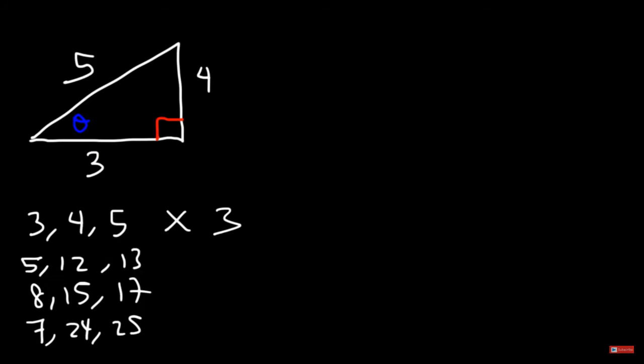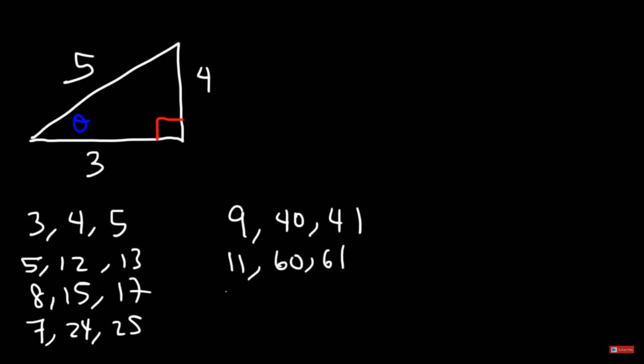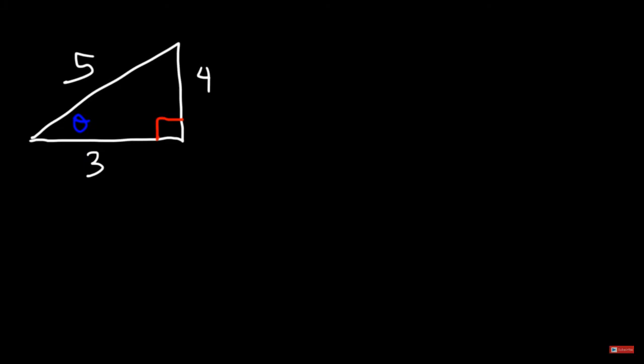They work with any right triangle. Now some other numbers that are less common but you might see are the 9, 40, 41 triangle and the 11, 60, 61. So if you see some of these numbers, you can find the missing side quickly if you know them. So now let's finish this problem.